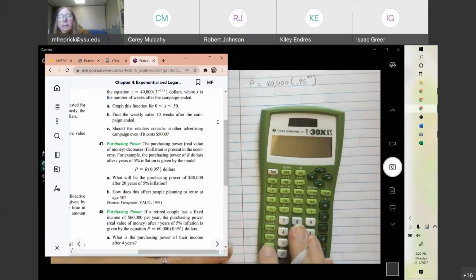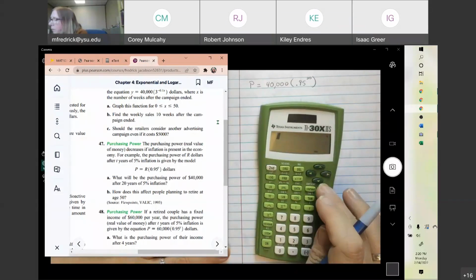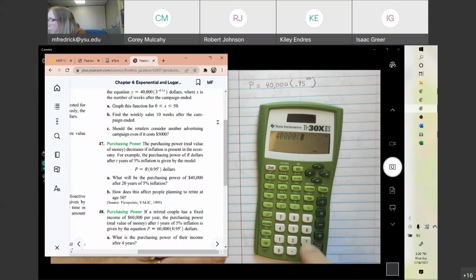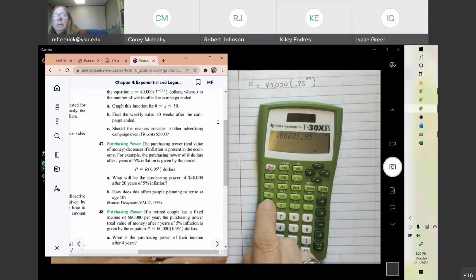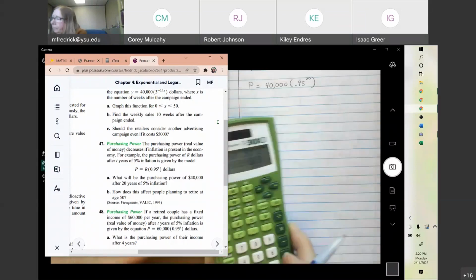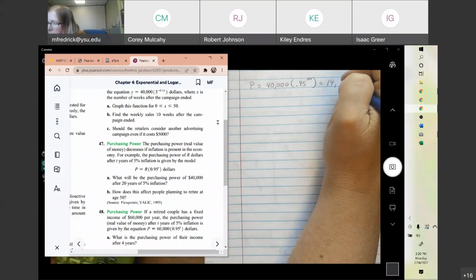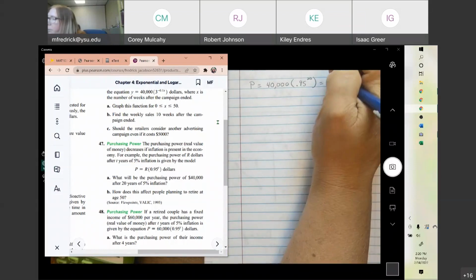Depending on your calculator, 40,000 times 0.95, the caret right here, 20, and hit enter. So everyone getting $14,339 and some change.